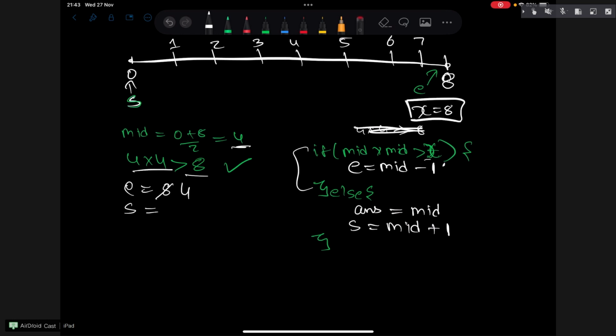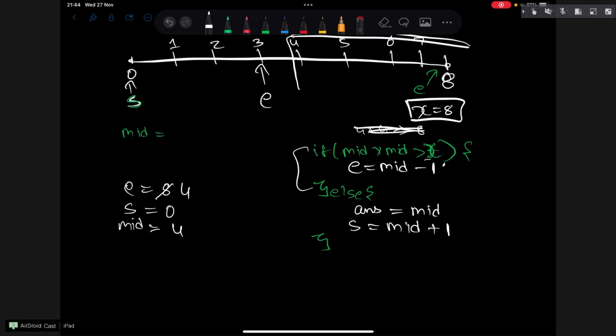And what was s before? S was 0 before. It is going to stay the same. What was mid before? Mid was calculated as 4. Okay, so let's calculate mid again, and let's discard the values first. So e is going to be placed here, and the right side will be discarded. The right half of this is going to be discarded.